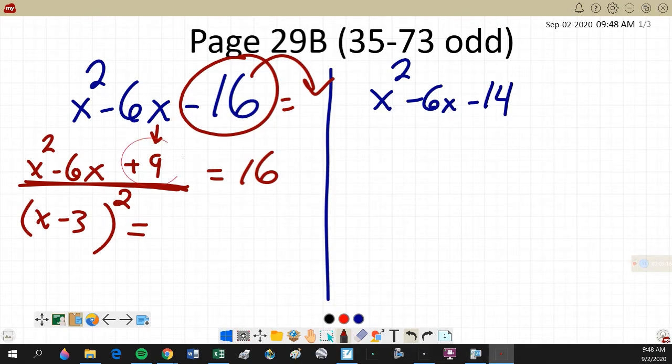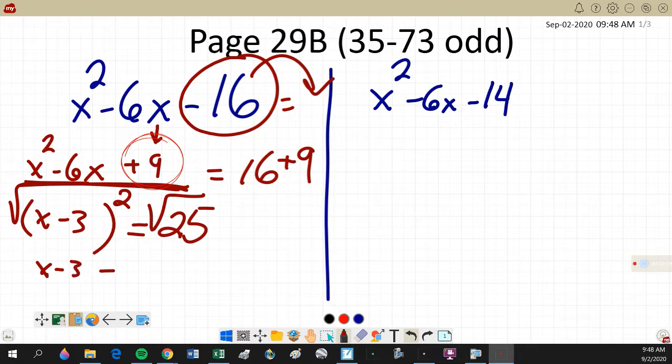Yeah, I broke the rule. I decided to add 9 to the left side of that equation, which is okay as long as you do the same thing on the other side. So I need to add the equal amount to the other side, and I get 25. Now I take the square root, and I get x minus 3 is equal to plus or minus 5. And now I add 3 to that, and I get x equals 8, and it's 8 and negative 2.